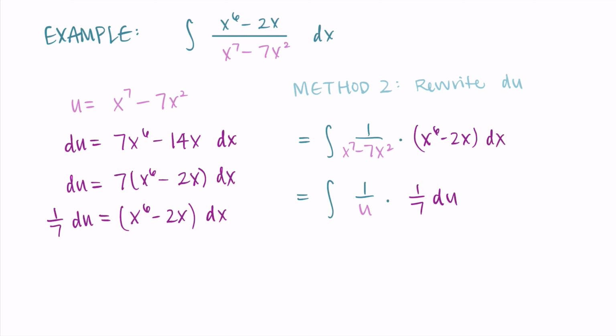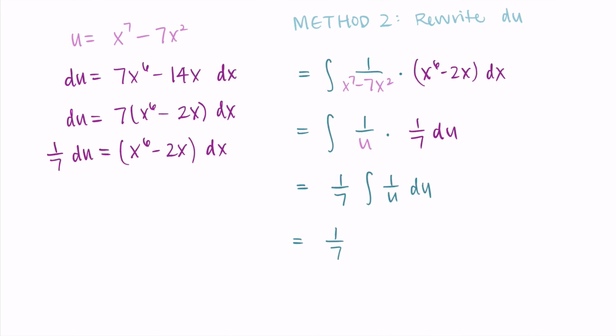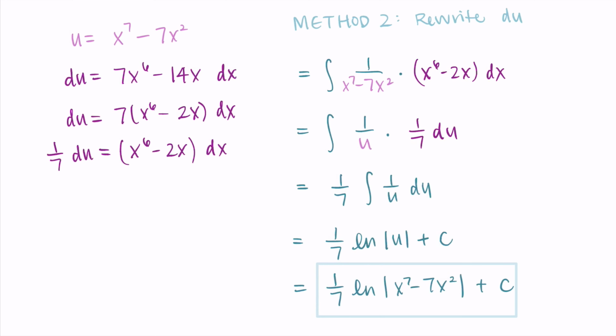And this is going to look really similar to what we did in method 1. I can now factor out that 1/7th, and I'm just doing the integral of 1 over u du, which is the natural log of absolute value of u, and I'm left with my final solution when I finish the substitution back in of 1/7 natural log of the absolute value of x to the 7th minus 7x squared plus c. Okay, so the second method got us the same answer. It just involved manipulating the du and then substituting that in rather than manipulating the integral.